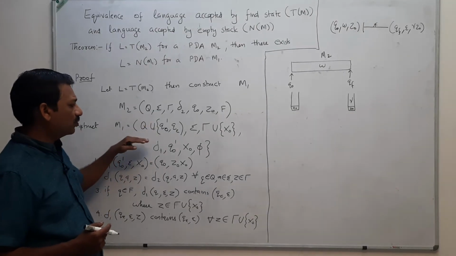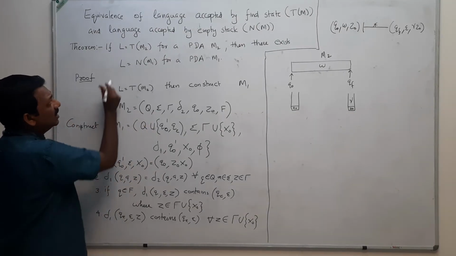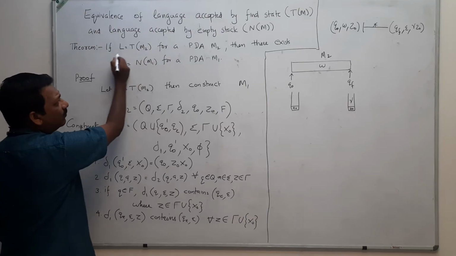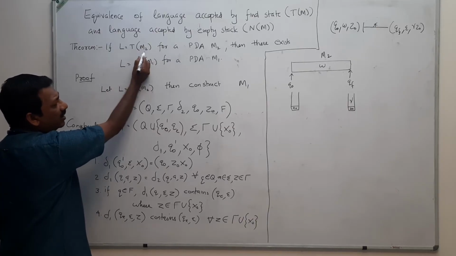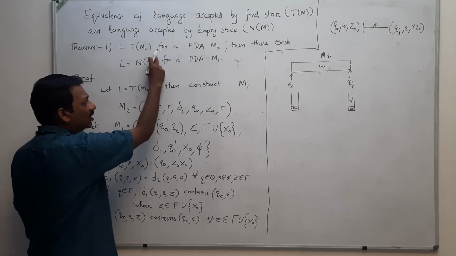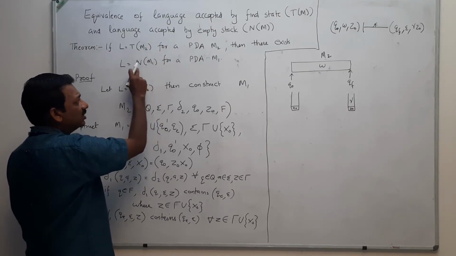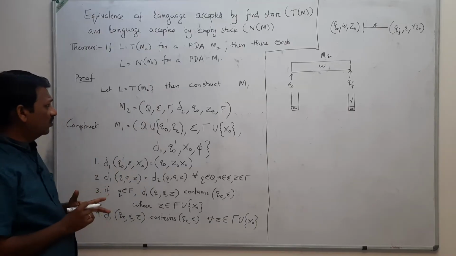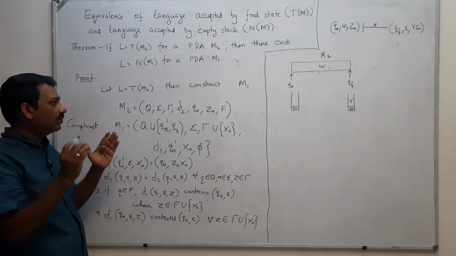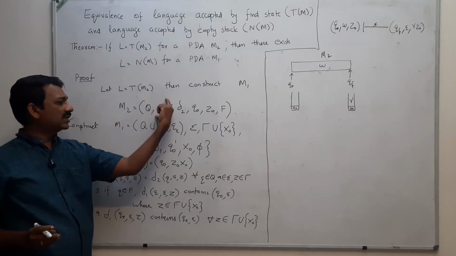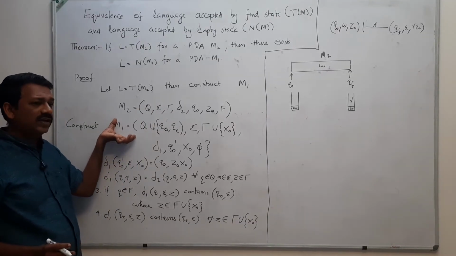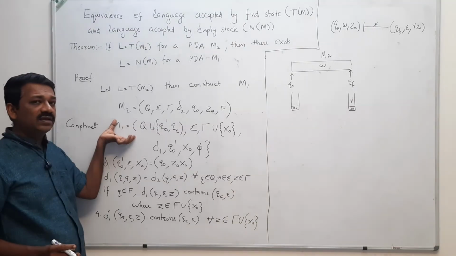Now, if L is equal to T of M2 for a PDA M2, that means it is accepting by final state, then there exists an equivalent pushdown automaton M1 which is accepting the same language by emptying the stack. For the proof, first of all you assume that this is a PDA which is accepting a language by final state, and from this you are going to construct a new pushdown automaton which is accepting the same language by emptying the stack.